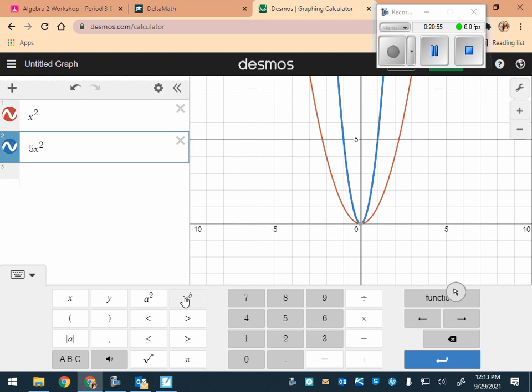I want you to take a minute, just enter in a bunch of different a values, and see if you can notice any changes. But I want you to keep the parent function. You could do a bunch of different a values. Throw some negatives in there, some fractions, whatever you want. See if you can see a difference.